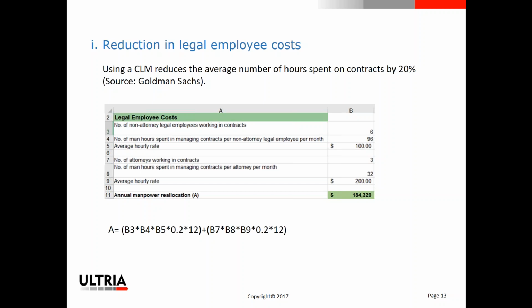If we follow the math, number of people times number of hours times an hourly rate, annualize that times 12, take 20% of that off the top as per the Goldman Sachs report, and we're looking at an organization with effectively 9 staff members being able to reallocate 1 full-time person, basically. Or flip it around, this means we should be able to do about 12% more contracts with the same team.